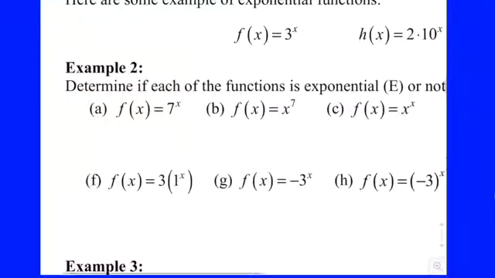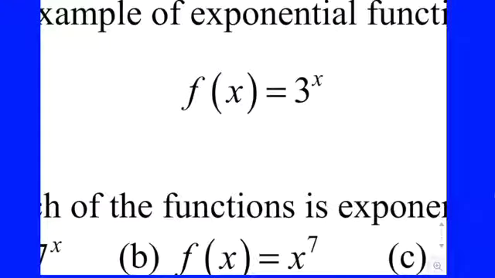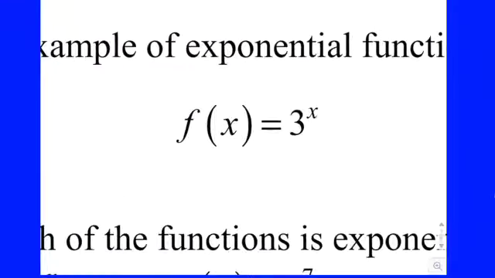Here are some examples of exponential functions in equation form. f(x) = 3 to the x power. Why is this one exponential? The base is greater than 1, it's a number. And what about the exponent? It's a variable. Good. So we need a numeric base and a variable exponent. The base is 3, so this would be growth.